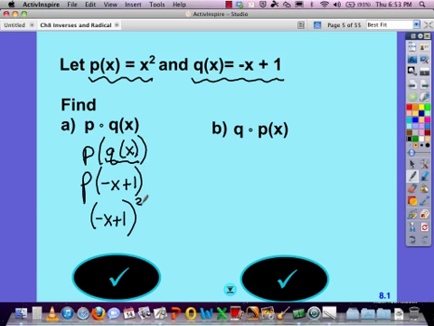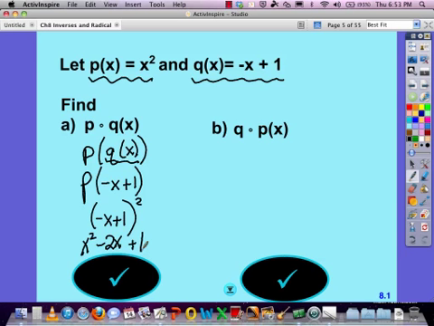Now we have a shortcut rule for a binomial square, or you could FOIL. I'm going to use the shortcut on this example. That would be, take the first term and square it. That would be x squared. Take the product of the two, negative 1x. Double it, negative 2x. Square the last, 1 times 1 is 1. And so we would get x squared minus 2x plus 1.